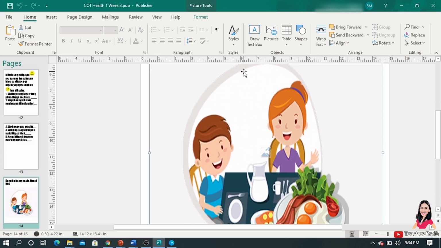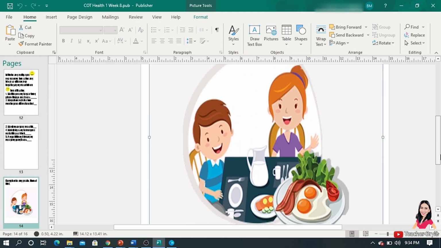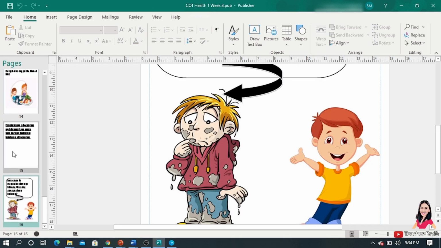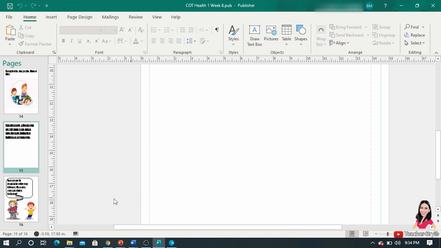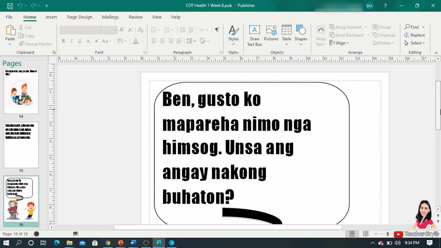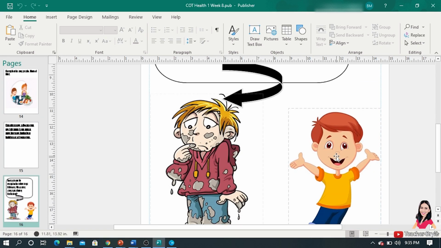So I printed this, divided it into 4 and cut it so the children can form the puzzle. And then for group 3 dramatization, this one, I just printed it. So dramatize what you should do to be healthy.